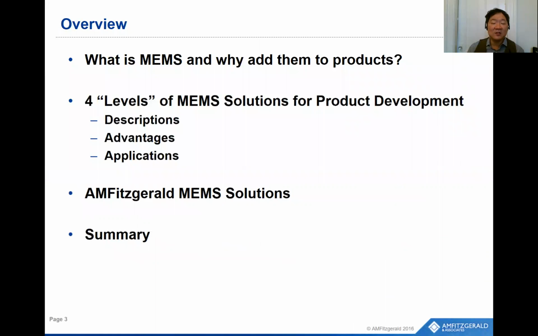So what I'll be talking about today is, first of all, I'll start out with MEMS and why add them to products. I'll also talk about the 4 levels of MEMS solutions of product development, give a description of each one, talk about the advantages and applications of each. Third, a little bit about A.M. Fitzgerald's MEMS solutions, and finally, a summary. I should say that this webinar is targeted for folks who are more the users of MEMS rather than developers of MEMS, but I hope everyone finds it useful and interesting.